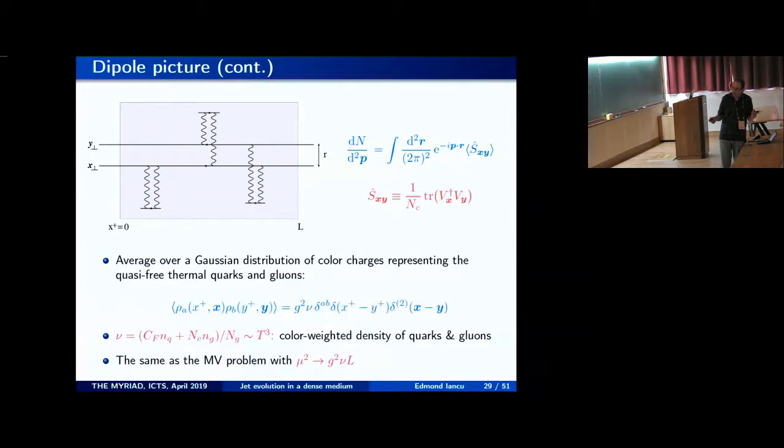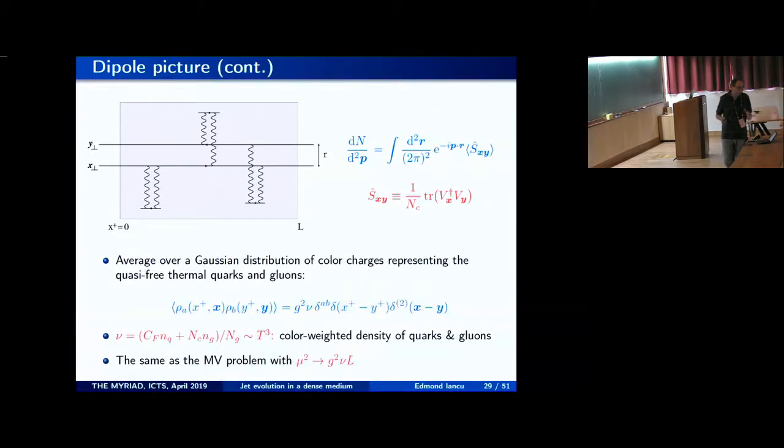And this whole quantity, what I call nu, scales like T cubed. It depends upon the color factor, but it scales like T cubed for a quark-gluon plasma in equilibrium. So if you compare this formula with the one we had in the MV model a couple of lectures ago, you see that the whole calculation from the MV model goes through, provided one replaces the parameter mu squared there, which was the color charge squared per unit transverse area, by the parameter g squared mu L.